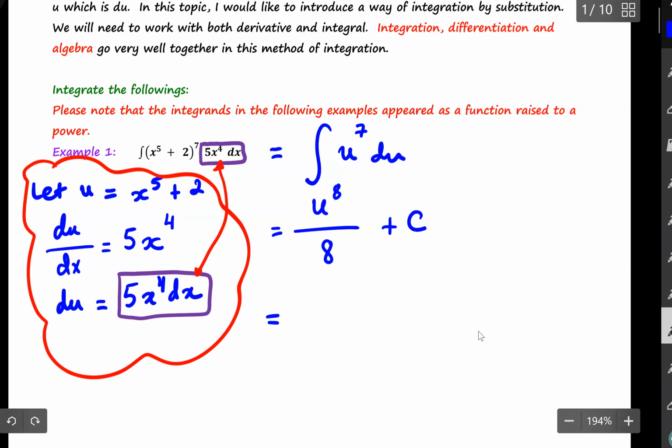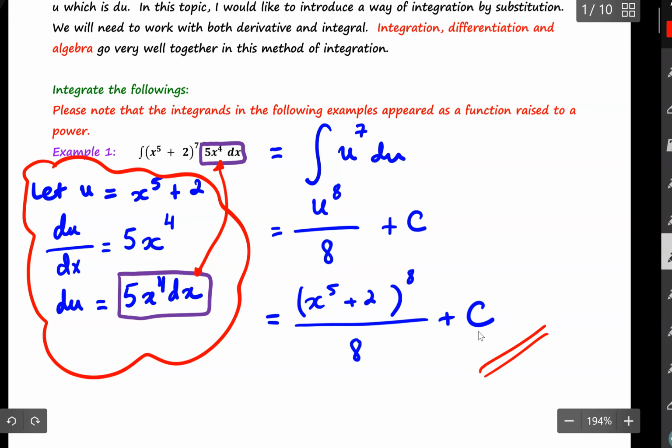And at the end, for my final answer, I'm going to substitute u by whatever I let u equal to, which is x to the exponent 5 plus 2, all of it raised to exponent 8 divided by 8 plus c. Okay. For this substitution method, we can avoid a lot of guessing in this case.